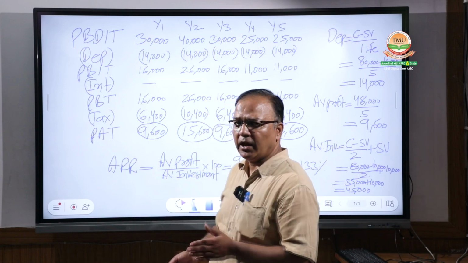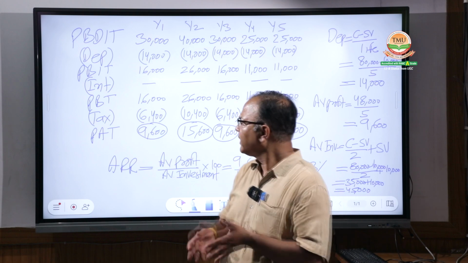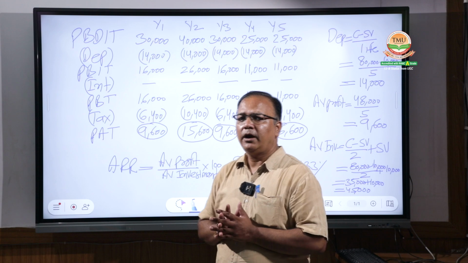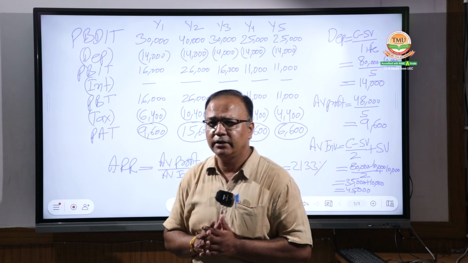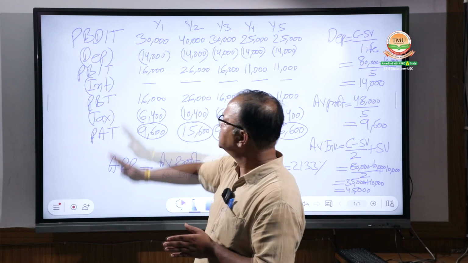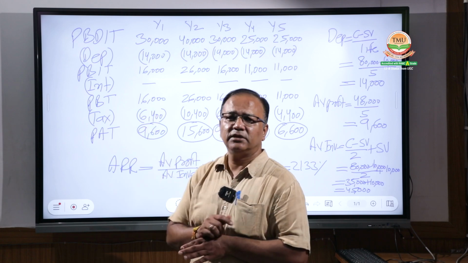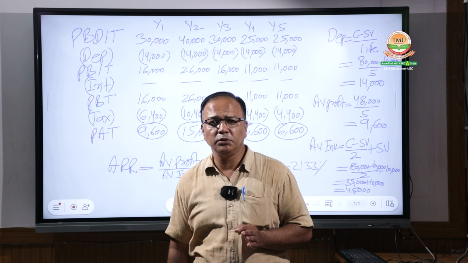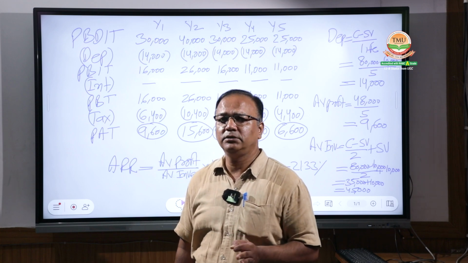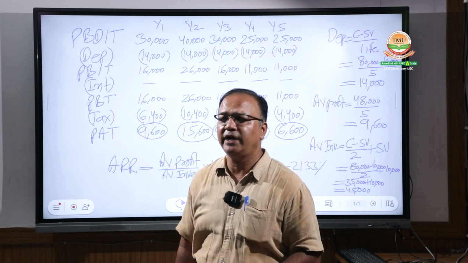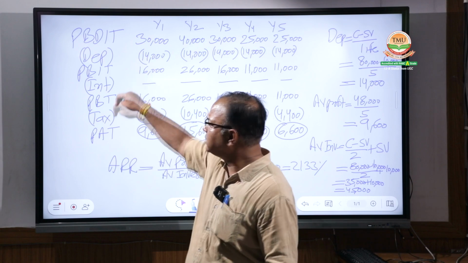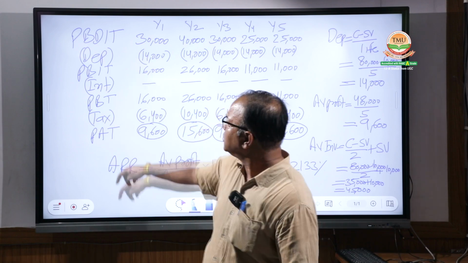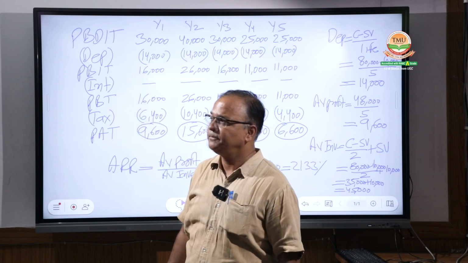I am repeating again. When I started the question, I discussed with you that the information is given as a PBDIT. So whenever a PBDIT is given to you and you have to calculate accounting rate of return, you have to keep in mind always that you have to convert it into the PAT. And whenever you have to convert into the PAT, you have to follow this structure.